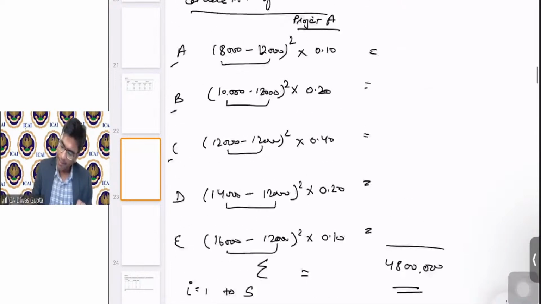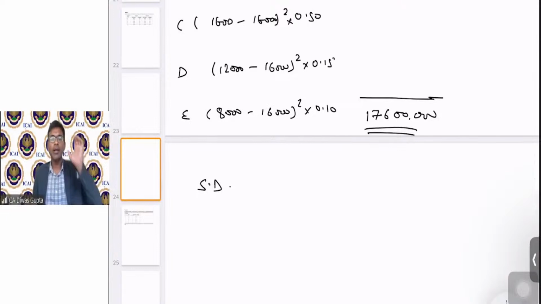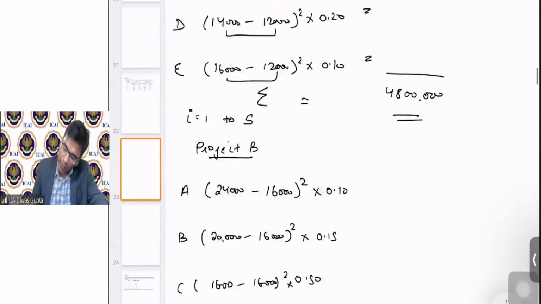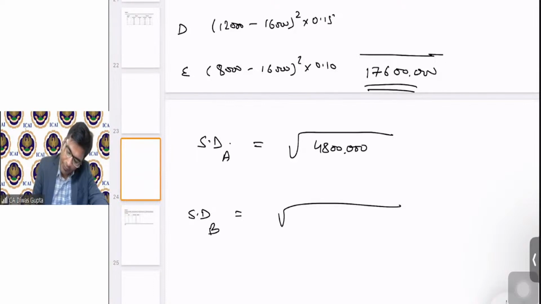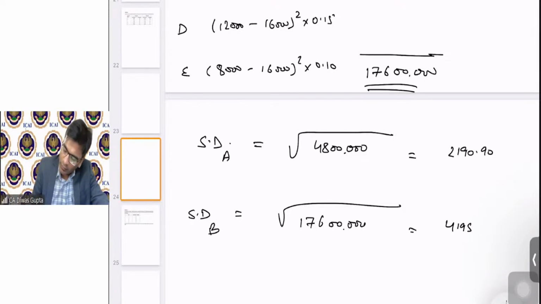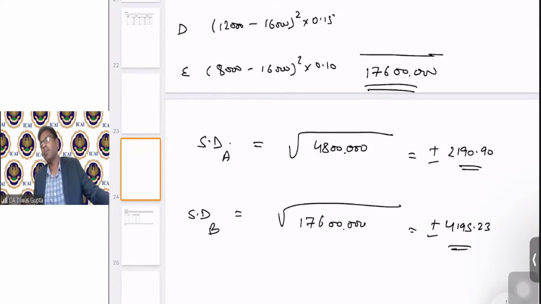Now, standard deviation. So the variance is calculated. The question is also asking about standard deviation. So we will do the standard deviation for project A and for project B. Here it will be 48 lakhs. Here it will be 1 crore 76 lakhs. The square root of 48 lakhs will be 2190.90, and the square root of 1 crore 76 lakhs will be 4195.23. Plus minus again, because once you open a square root, it is mandatory to have plus minus.